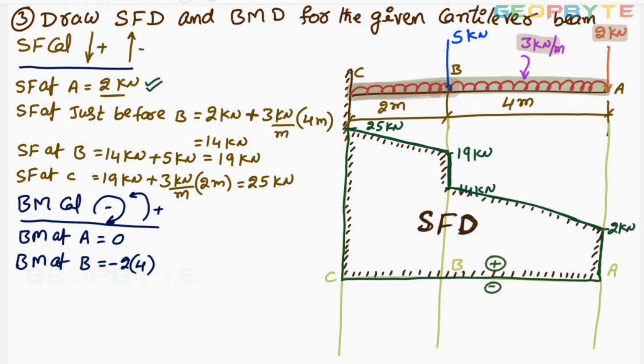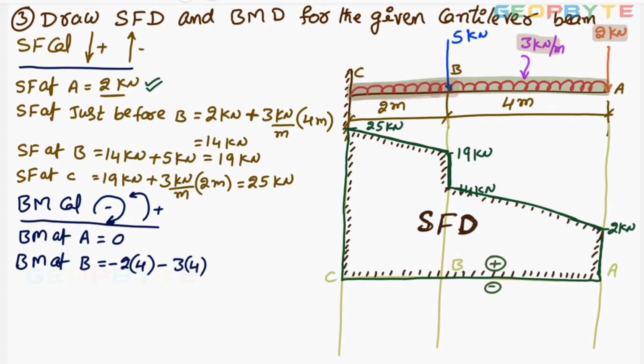For getting the moment from the UDL, first you should convert the UDL to a point load. How do you get the point load from the UDL? By multiplying the UDL with the UDL distance. It is also developing a clockwise moment, so it is negative. The point load for the UDL is 3 multiplied by 4.